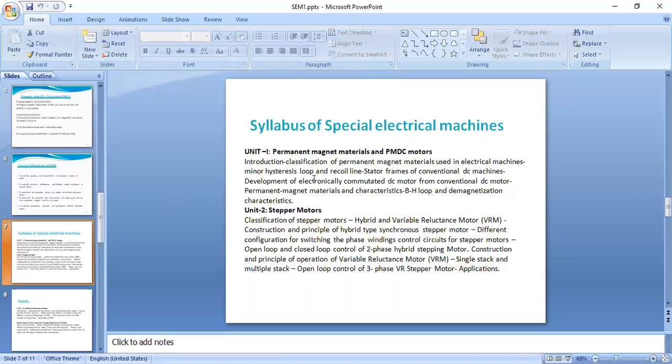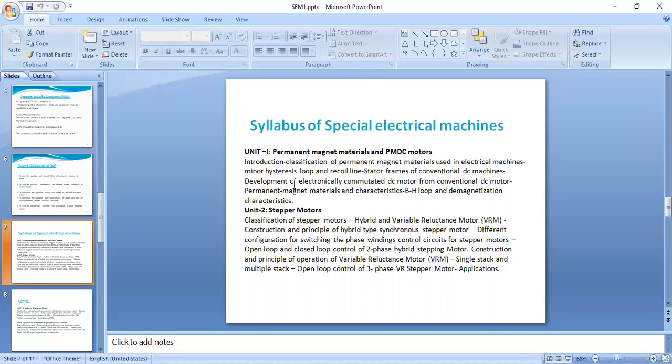So here we are going to learn about the development of the electronically commutated DC motor from the conventional DC motor, and the characteristics of the BH loop, magnetizing characteristics and demagnetizing characteristics. From the first unit, we are going to learn about the different types of materials used in electrical machines, and also the operation and construction of the permanent magnet DC motor, and how to develop the electronically commutated DC motor from the conventional DC motor.